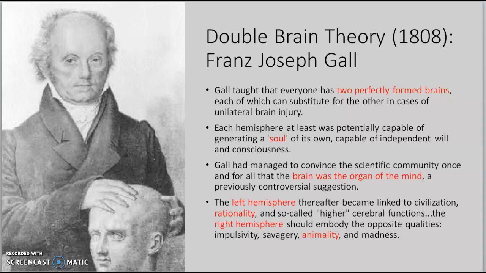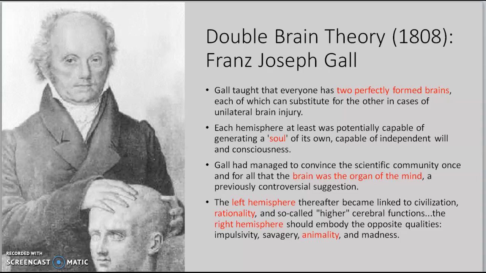The left hemisphere, thereafter, became linked to civilization, rationality, and so-called higher cerebral functions. The right hemisphere should embody the opposite qualities then: impulsivity, savagery, animality, madness. So artists, writers, anybody living on the fringe of society would have been seen as indulging this right hemisphere brain, and ultimately they are more likely to be more impulsive, more savage, more animal, and of course the possibility of madness, versus those left hemisphere thinkers, those rational thinkers.